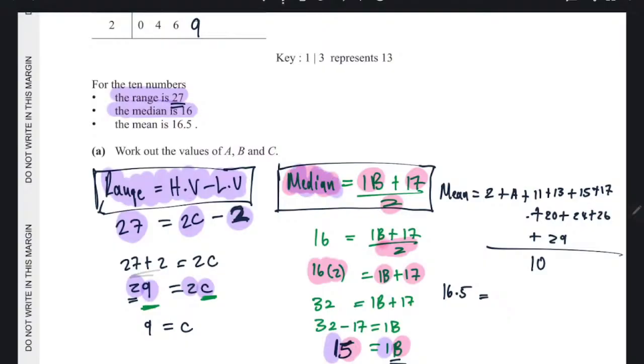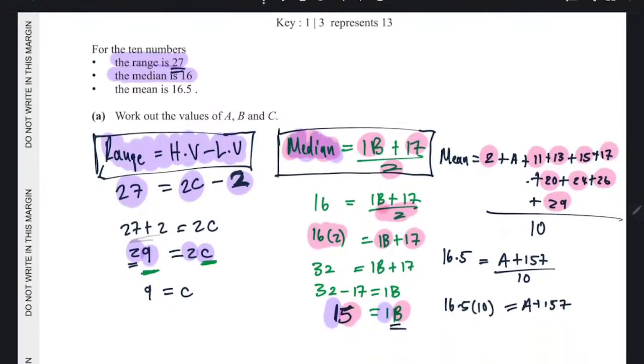So can you add the numbers first? Don't worry about A. Add the numbers. A, 2 plus 11 plus 13 plus 15 plus 17 plus 20 plus 24 plus 26 plus 29. Add them. What do you get? 157. So you now say 16.5 is A plus 157 over 10. You take 10 to the other side, 16.5 by 10 is equal to A plus 157.